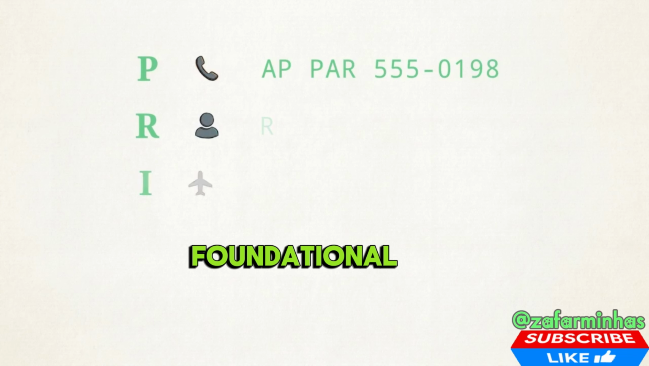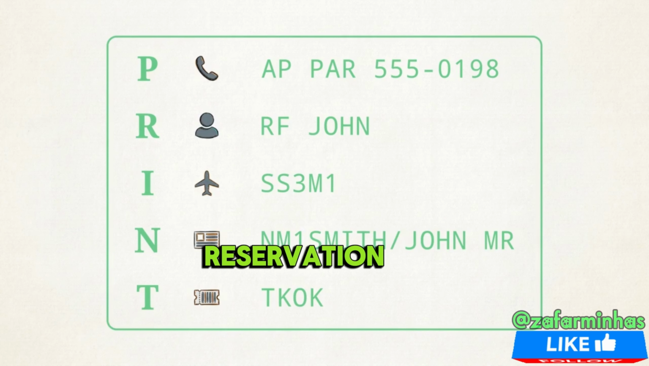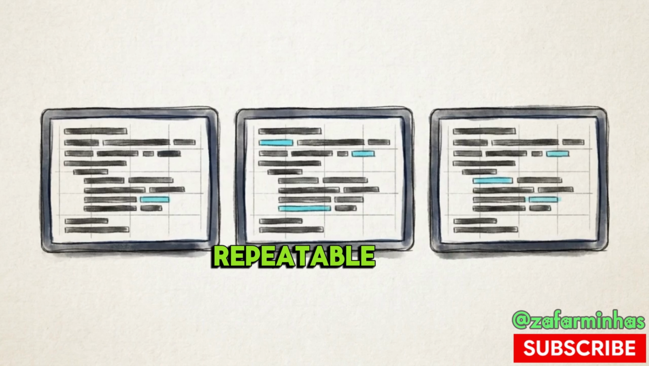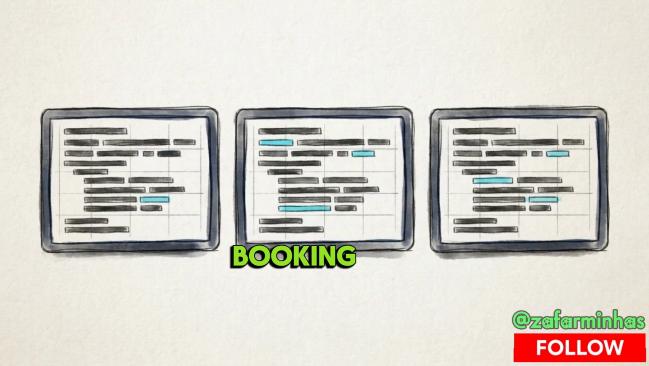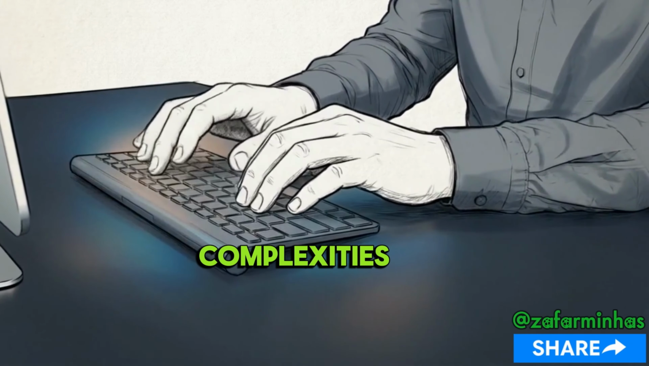Memorizing this foundational structure removes the guesswork and common errors from basic reservation building. You now have a repeatable process for every booking. Once you have this baseline down, you're ready to tackle the complexities of the system.